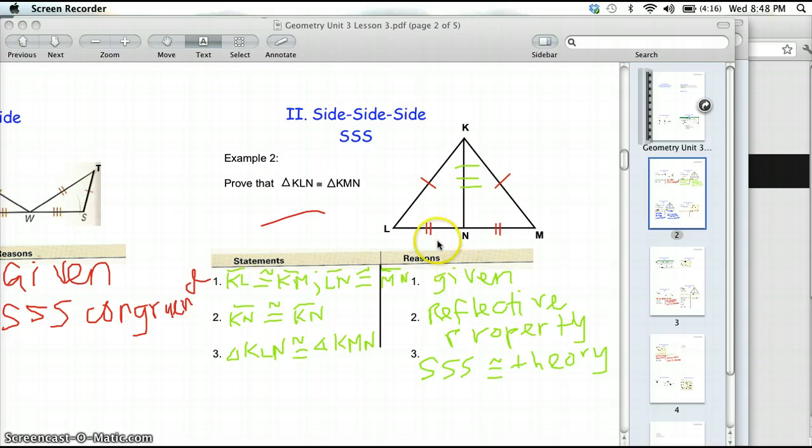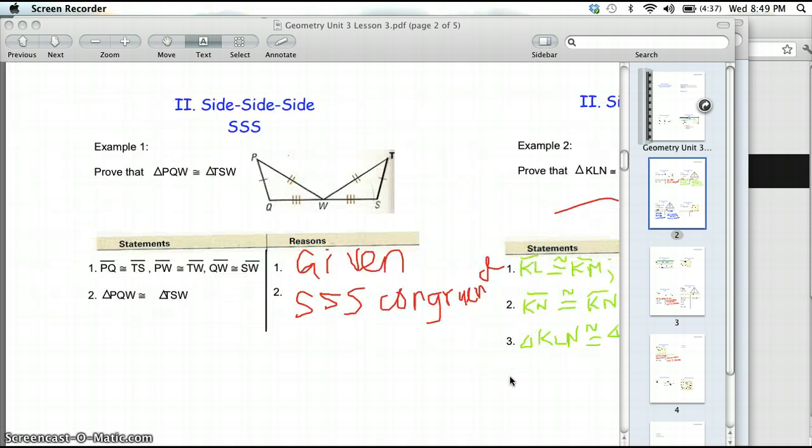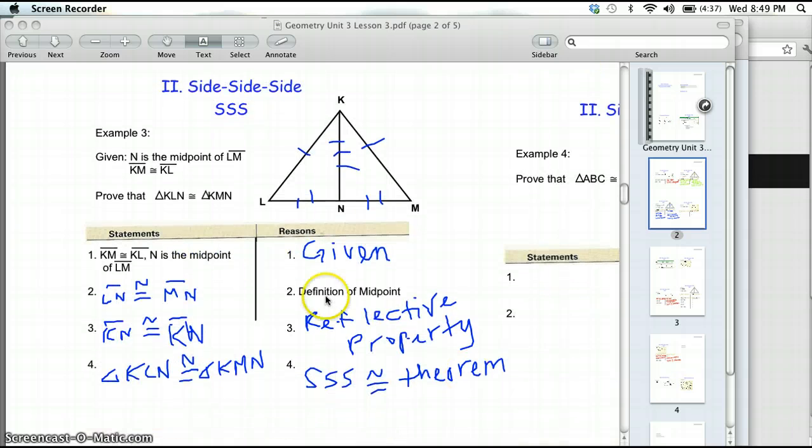Now we want to prove that these two triangles are congruent based off the side, side, side theorem. So we're missing a third side. So here the statement is KN is congruent to KN, and that's based off the reflexive property. So now that we have all three sides congruent, we can now say that triangle KLN is congruent to triangle KMN based off the side, side, side congruence theorem. And let's do one more.